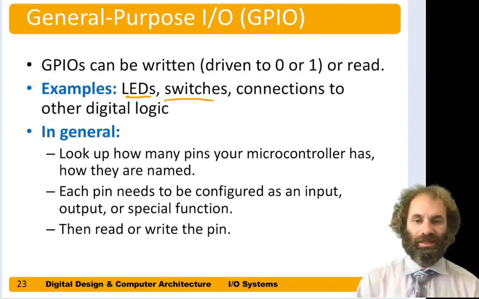In general, as you are trying to get your head around GPIO for a new microcontroller, the first thing to do is look at how many GPIO pins the microcontroller has and how they're named. Each pin generally can be configured either as an input or an output or some other special function, say a serial port or a data converter. So you need to figure out how to do that configuration, and then you read or write the pin.